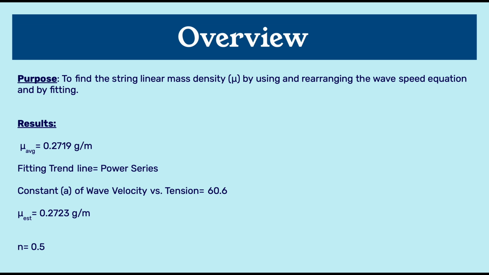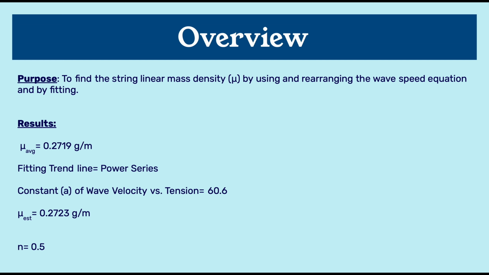In addition, for our fitting graph, we got a constant of 60.6 and an n value of about 0.5. This n represents the exponent in the fit line equation for the power series trendline, but this will be analyzed further during data analysis.